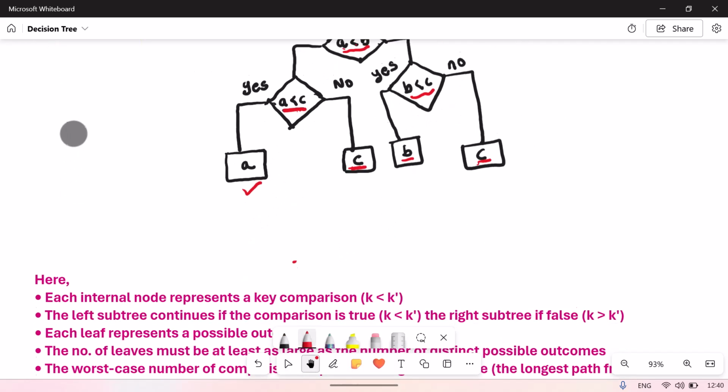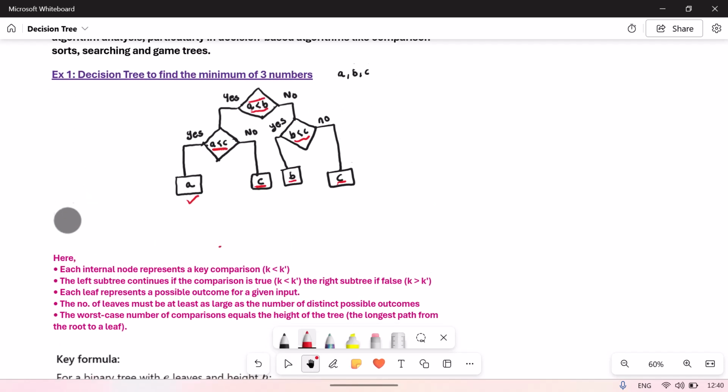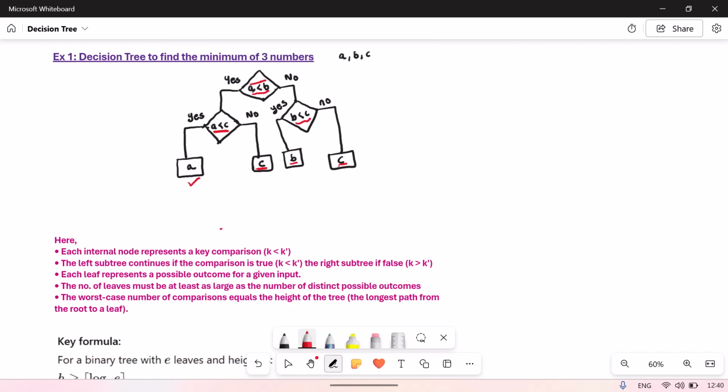Next, we have the explanation regarding this. See here, there is an internal node which represents a key comparison. And the left subtree contains the component if the comparison is true. If this is true, the left component will be there. And if it is false, then the right component would be there.